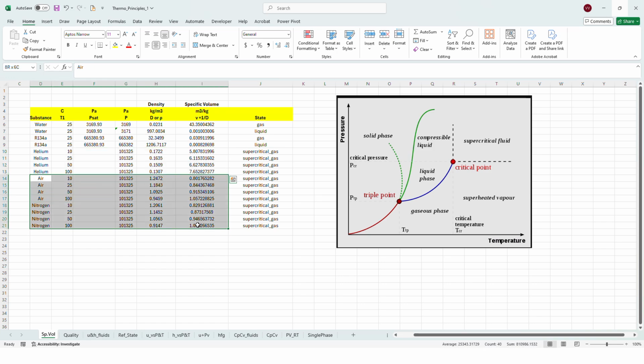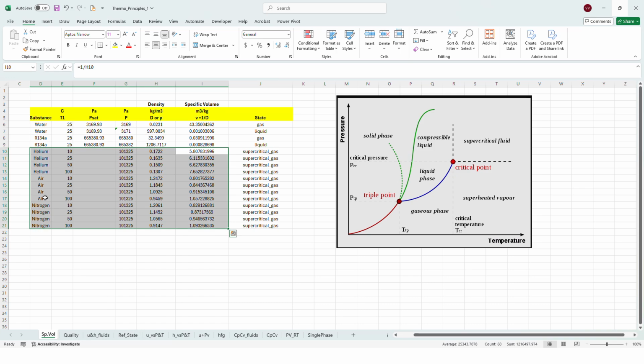Okay, and you can see some of them are much higher than the others. For example, helium seems to have much higher specific volume. What that means is, if you have 1 gram of helium vapor, it will have several times, 5 to 6 times the volume of air, because it has a much higher specific volume.